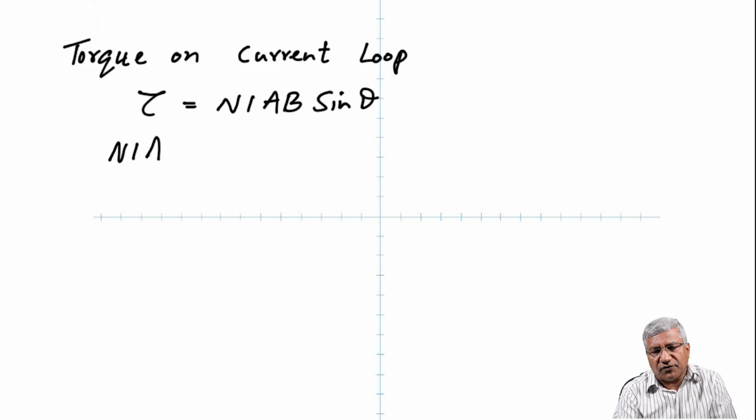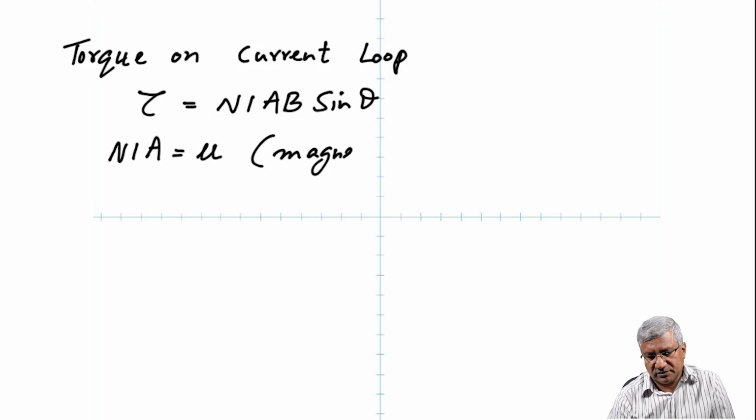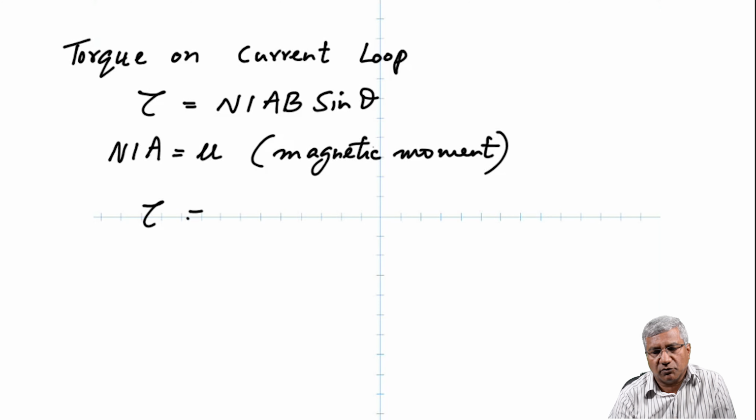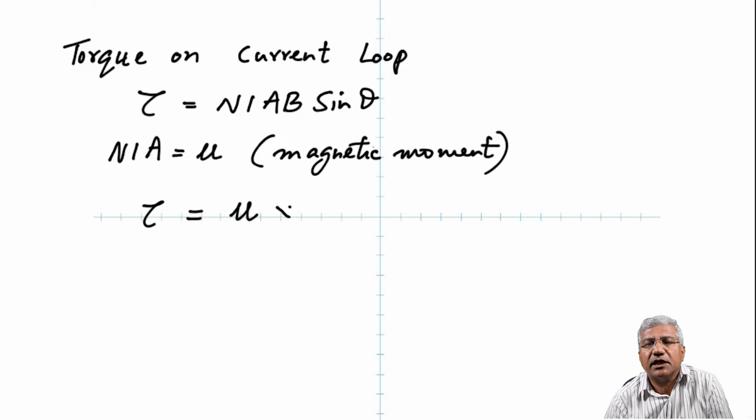And out of this formula, NIA, that product becomes important because N times I times A is called the magnetic moment of the loop. So magnetic moment is represented by mu. It's NIA, magnetic moment. What would the unit be? Well, the unit of I is ampere and area is meter squared. So magnetic moment would be in ampere meter squared.